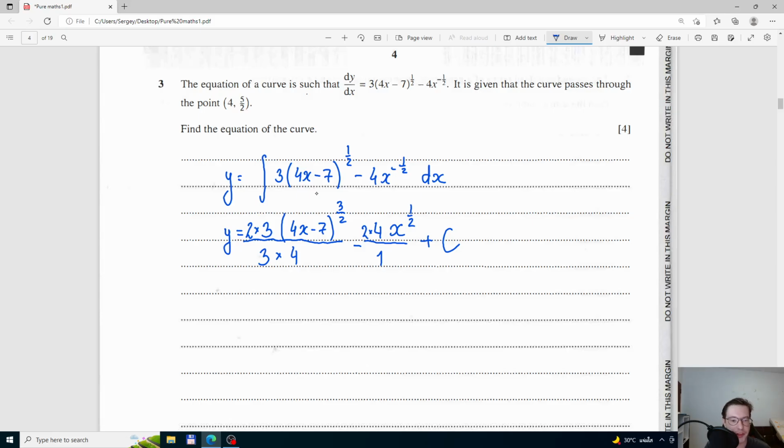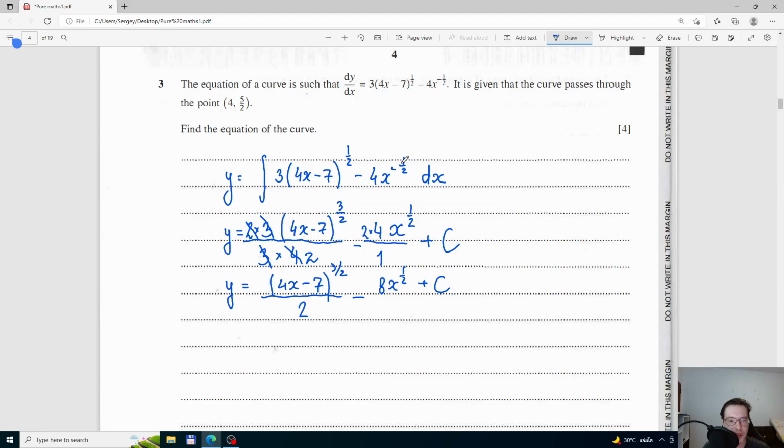Now let's simplify this a little bit. 3 and 3 will cancel out. 2 and 4, we can simplify it to make 2 at the bottom. And 2 times 4 is going to be 8. So therefore, our function will be (4x minus 7) to the power of 3 over 2 divided by 2 minus 8x to the power of 1 over 2 plus c.